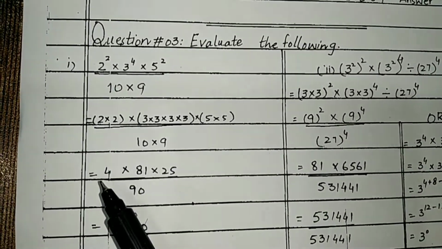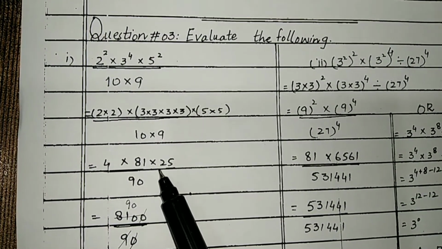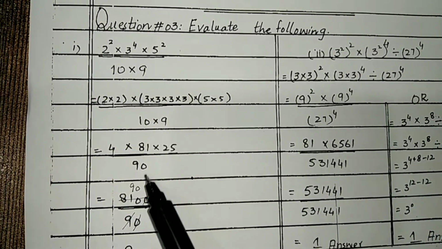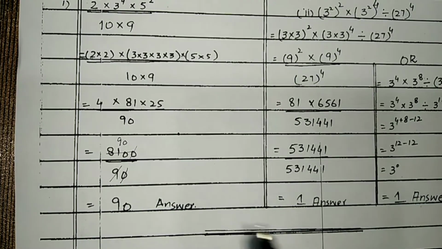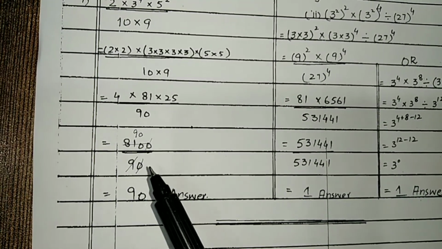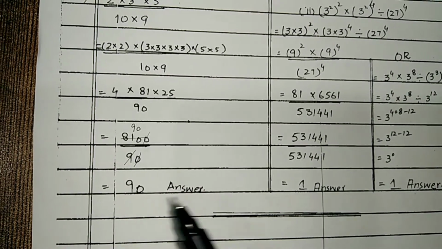2 times 2 is 4, times 81, times 25, over 10 times 9, which is 90. Now when we multiply the numerators, we get 8100 over 90, and this 0 will be cancelled out with this 0. 9 1s are 9, 9 9s are 81, and 0, so we get 90 as the answer.